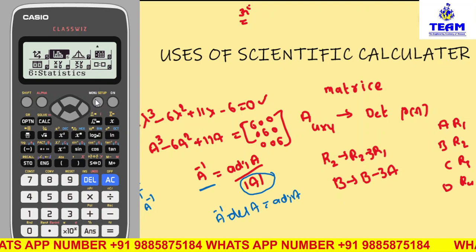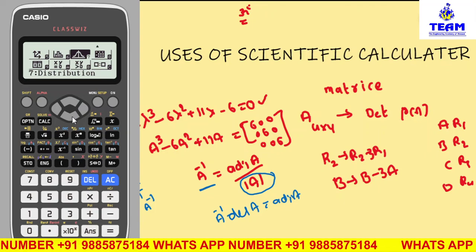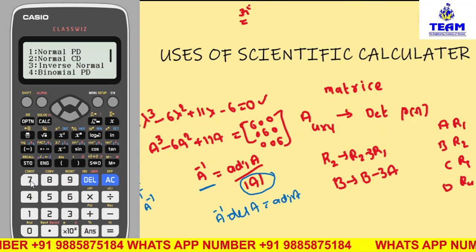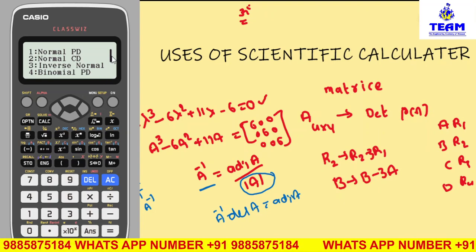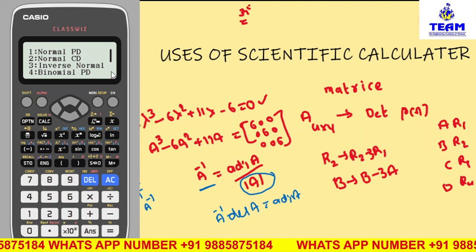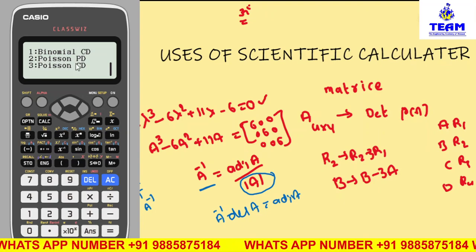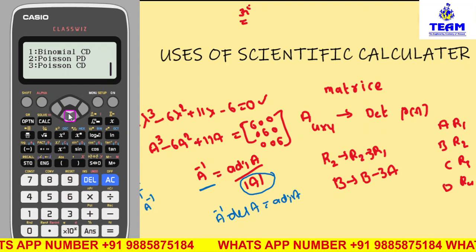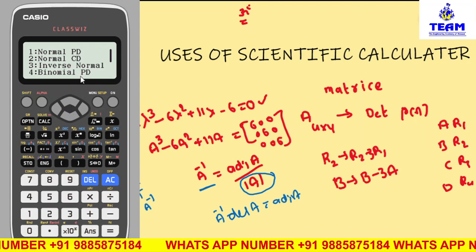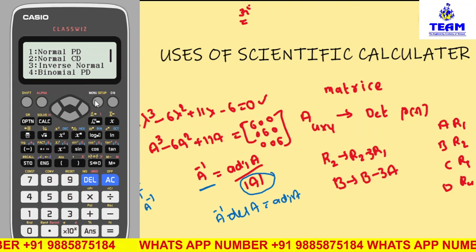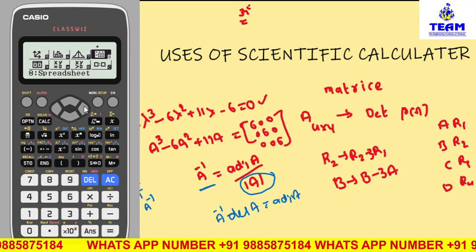Now next, the seventh one, friends, what I have is distributions. In this distribution, we can find normal, Poisson, inverse normal, binomial. Of course this is useful for the intermediate concept only. Now down the joystick here: binomial CD, Poisson PD, Poisson CD, these only we can find here. Anyhow, we are not using them, especially in the intermediate it will be useful for us. Next one, press AC, go for the eighth one, friends, spreadsheet.